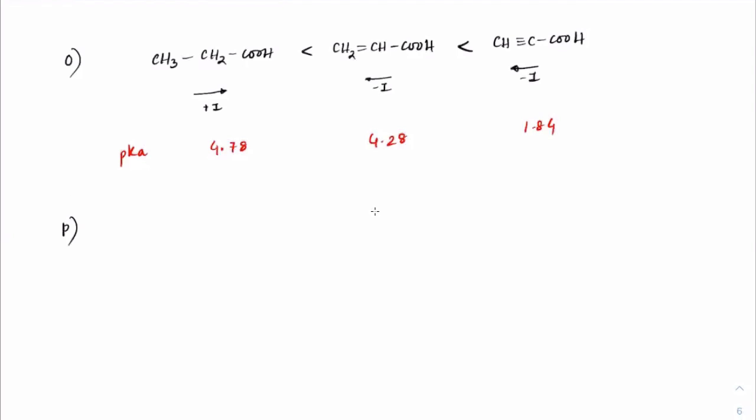Resonance will only decrease stability, beta. Suppose you have it this way, C double bond O minus, correct? This is already an equivalent resonance.